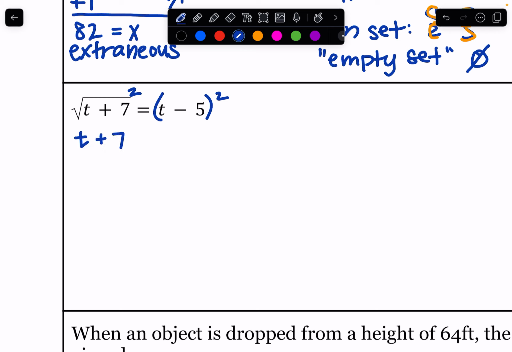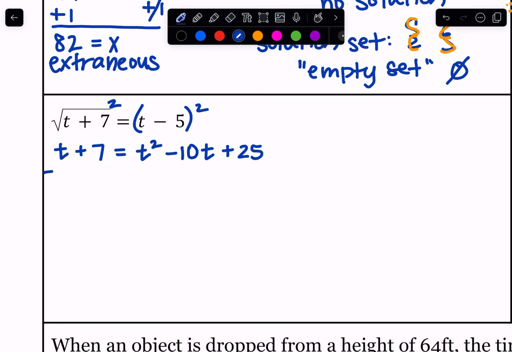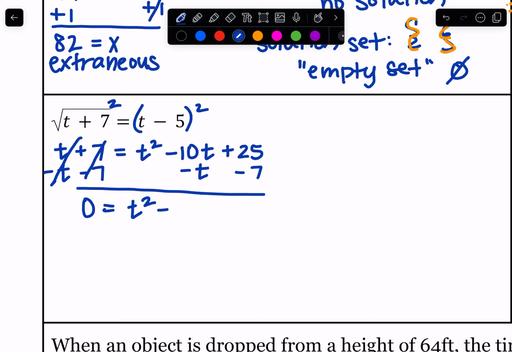So we're going to be left with t plus 7 equals, and then I'm going to go quickly through this. It's a perfect square, so it's t squared minus 10t plus 25. If you're confused on that, there's probably a previous video that I'll try to link. All right, so now we need to get a 0 on one side so we can solve this. So I'm going to subtract t here from here and subtract 7 from here because those are like terms. And I'm going to get 0 equals t squared minus 11t plus 18.